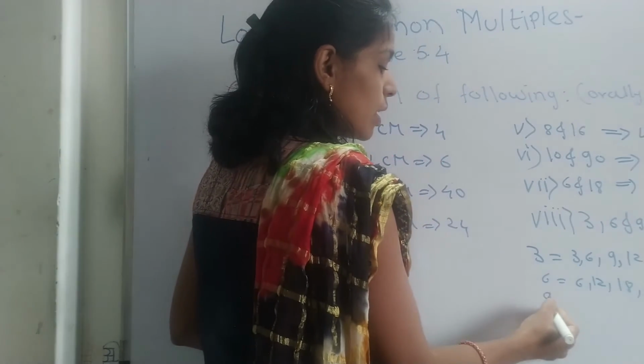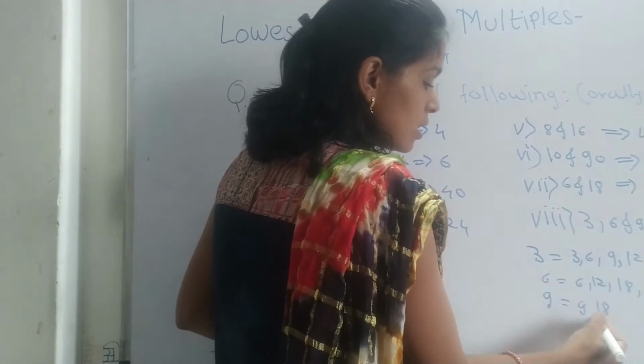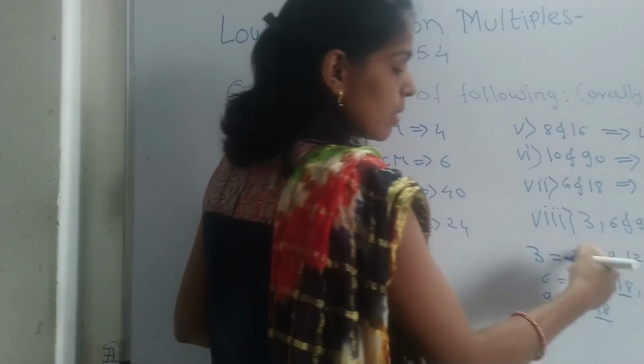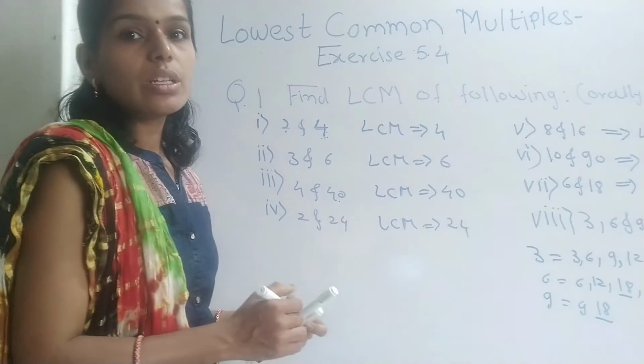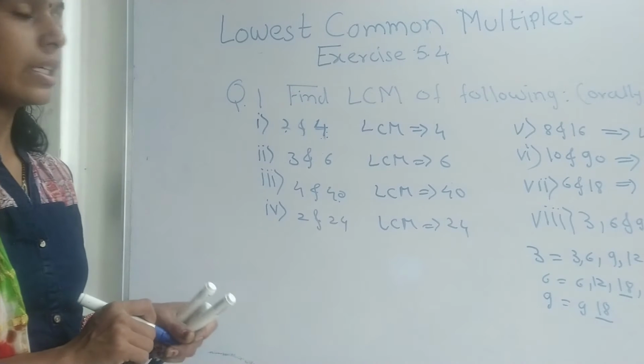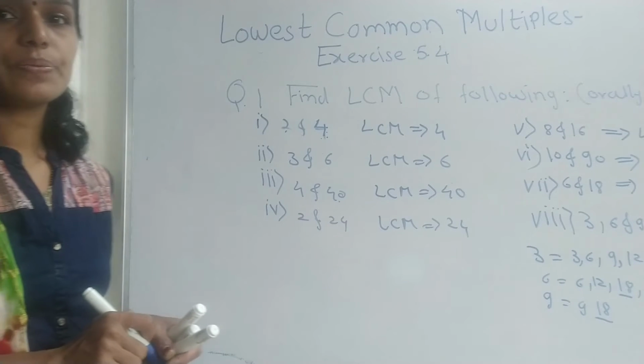Okay, and the multiples of 9 are: 9 1s are 9, 9 2s are 18. See here, 18 is the first common multiple of all the 3 numbers. Therefore, their LCM is equal to 18. Okay, got it?